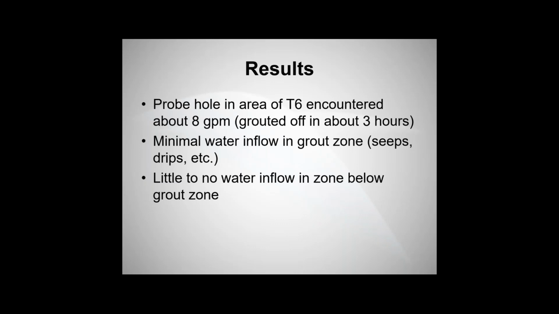It was obviously much cheaper to put those probe holes in, and based off of the results, the owner felt good about those results. So that's what we decided to do. Save the money. Don't do it from the surface. Do it from underground. Turns out that the general contractor put those probe holes down, and one of those holes did hit about 8 gallons per minute.